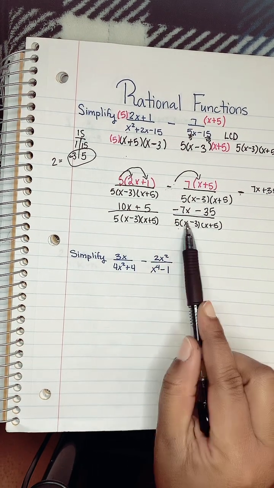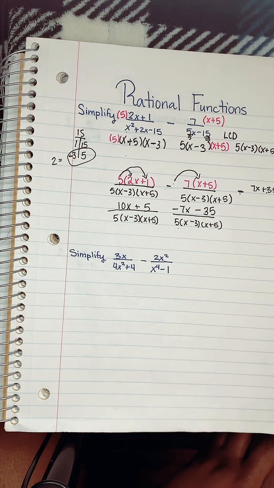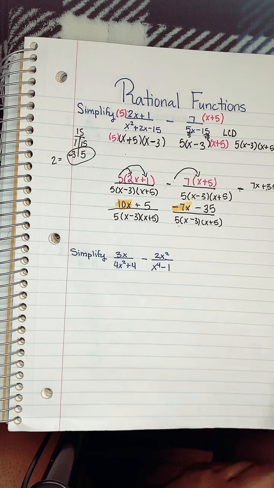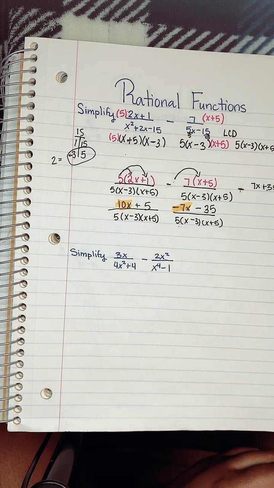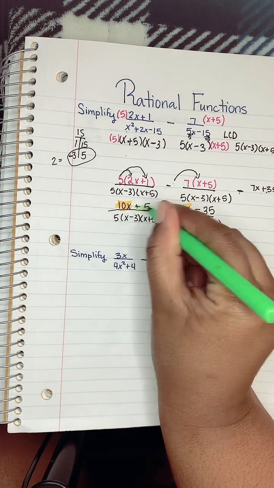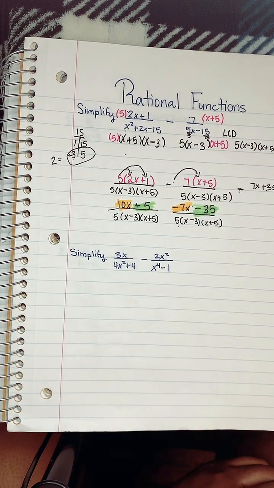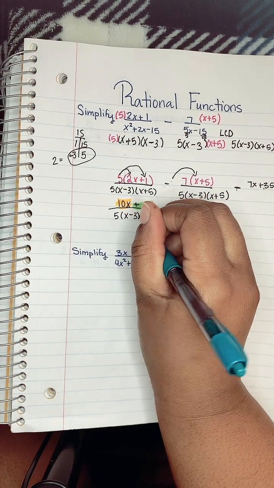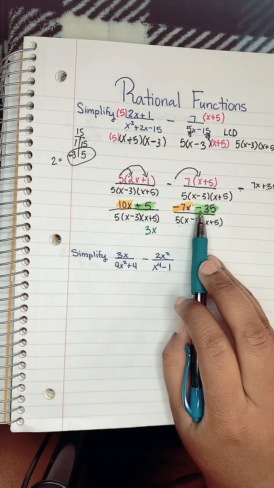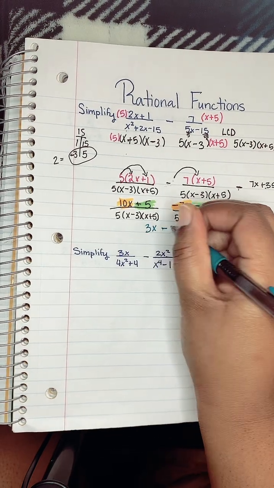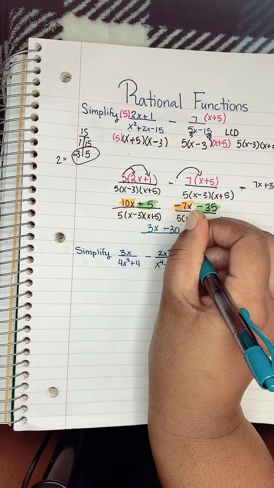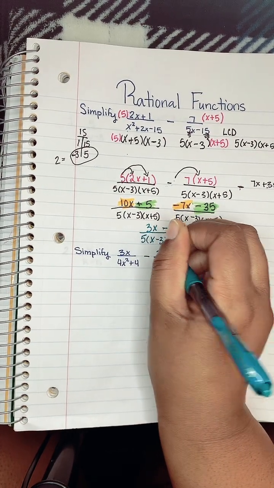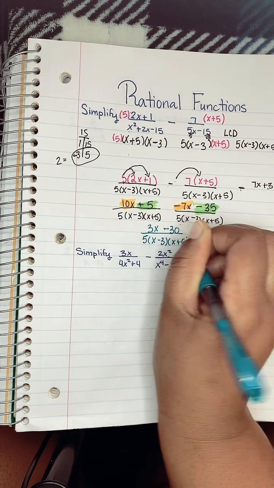So now that we have the same denominator, we subtract our like terms. So we have a 10x and a -7x. And then we also have a +5 minus 35. So let's combine those. 10 minus 7 gives us 3x. 5 minus 35 gets us -30, over our common denominator, 5x minus 3, x plus 5.